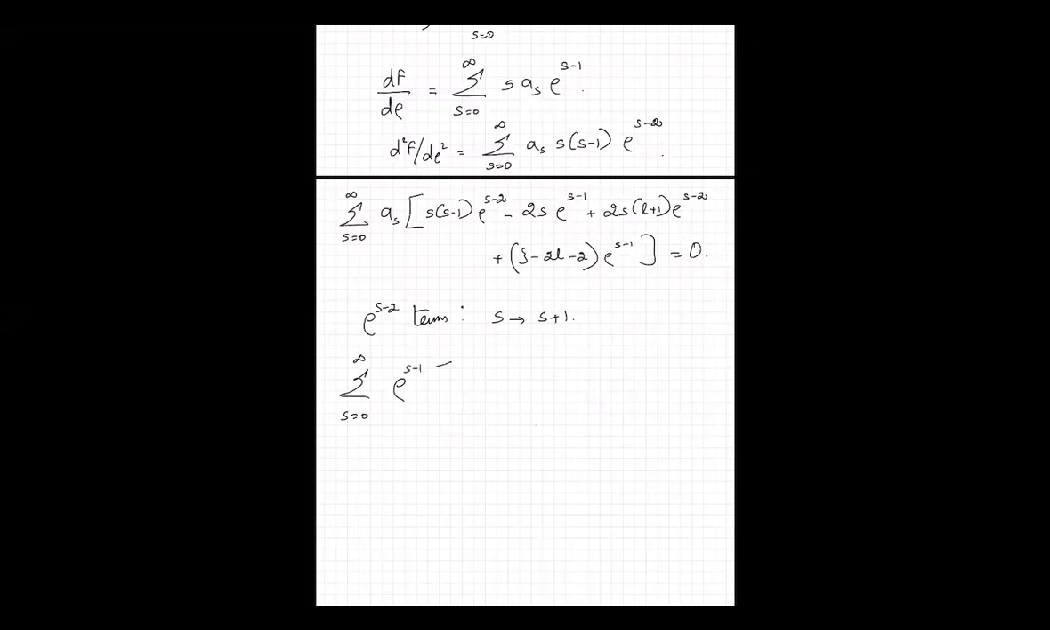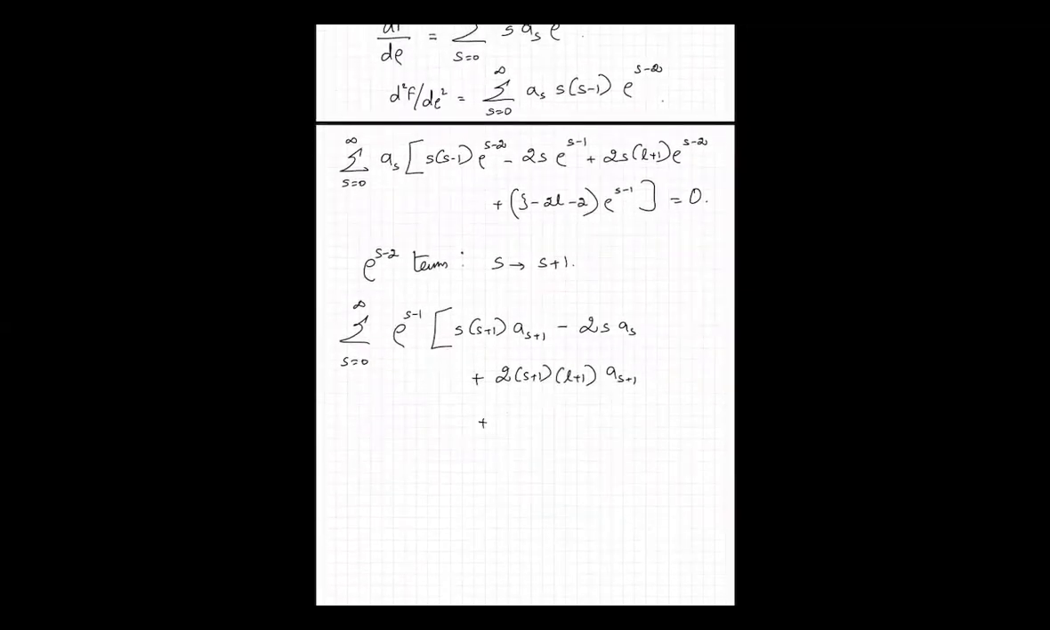So rho to the s minus 1 can be factored out, and the first term here would be s times (s plus 1) times a_{s+1}, minus 2s a_s. The third term is 2 times (s plus 1), because this is a rho to the s minus 2 piece, times (l plus 1) a_{s+1}. And the fourth term is (c minus 2l minus 2) a_s, rho is the same. So this has to be equal to 0.